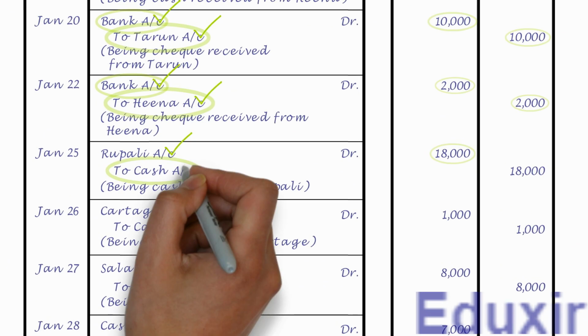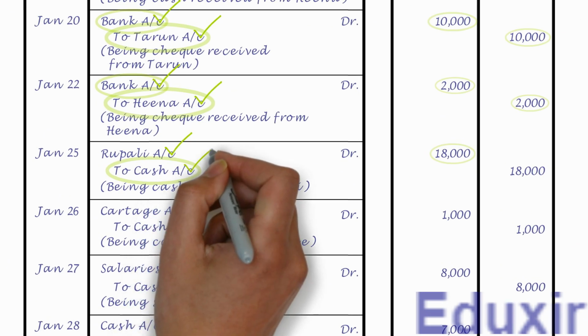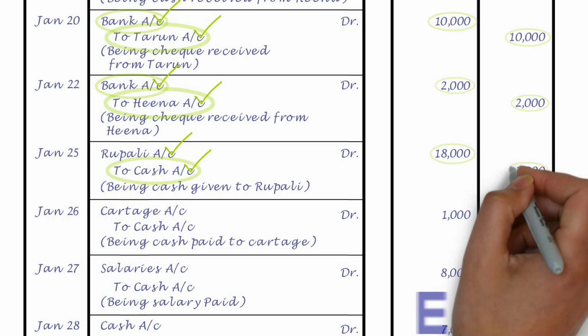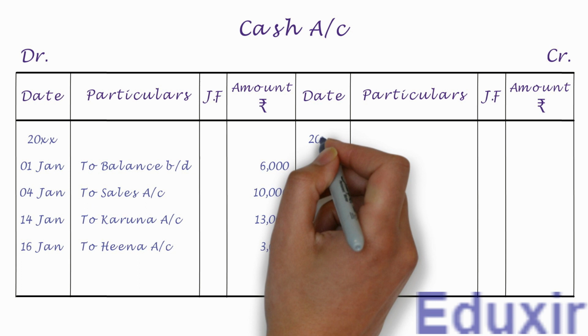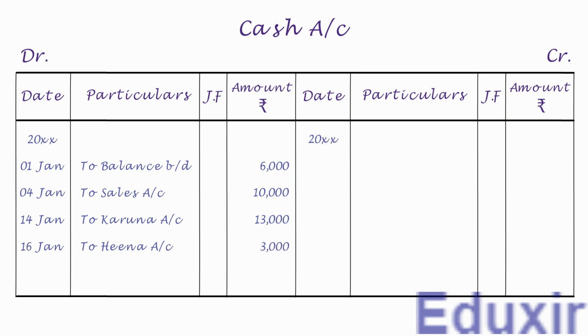As the name suggests, it needs to be posted on the credit side of cash account and the credit amount is 18,000 rupees. Note that the details that need to be posted into the particulars column is Rupali account. As we already have the cash account, let us now post this entry into that account. As this is the first entry on the credit side, let us first write the year in the date column. Let us then write the date.